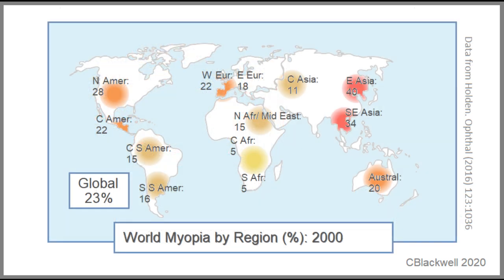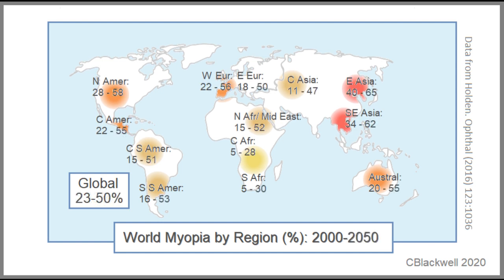Myopia is not evenly spaced around the world. These are the percentages of myopia for selected regions in the year 2000, ranging from a low of 5% to a high of 40%, with an average of 23%. Some local areas have higher percentages. This is where the regions are expected to be in the year 2050. The global average a little more than doubles, with regional highs over 60%.